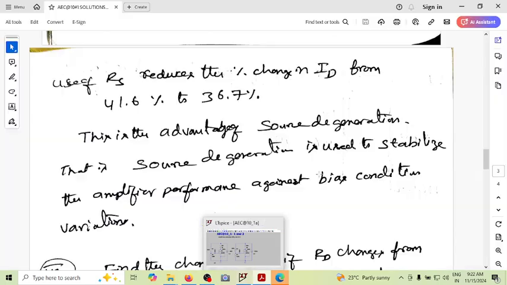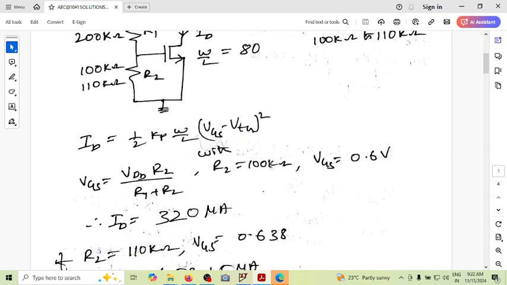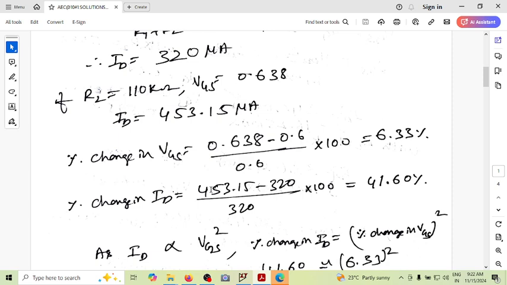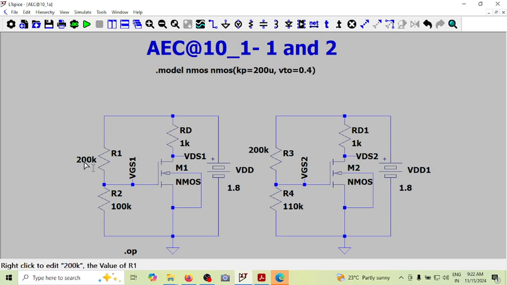So let us do the first simulation of this circuit. Here when you change it from 100 kilo ohm to 110 kilo ohm, the ID changes from 320 to 453 microamperes. Let us see this. Okay, this is the circuit what I have. So let me just make it. Now I can see this is 200k, this is 100k, this is 1k, and W by L is 80 here. So as we wanted, and of course I'm writing a similar circuit, but this is changed to 110k. All other things are remaining constant.